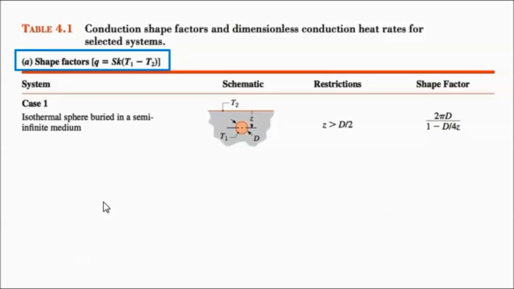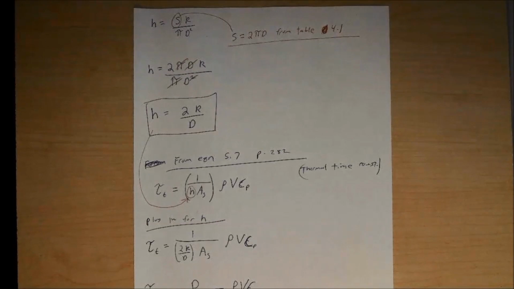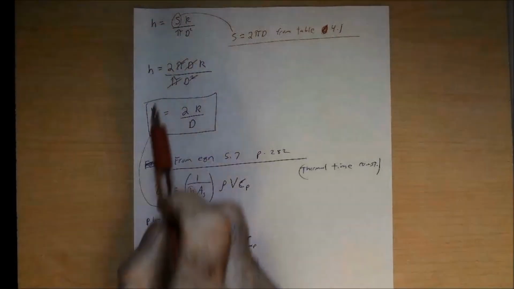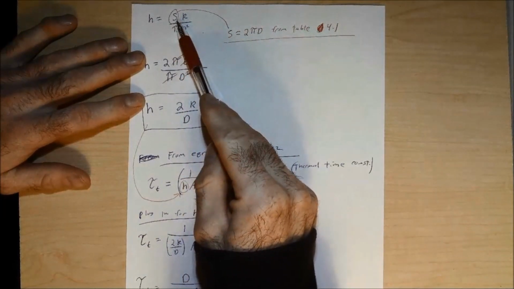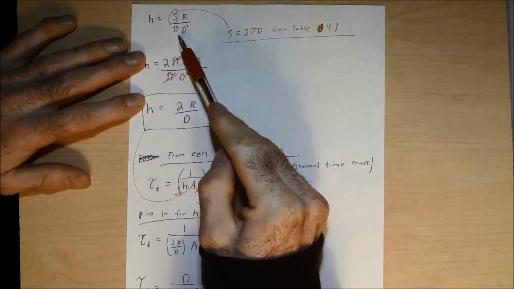So now that we have a simplified version of our shape factor equation with z approaching infinity, what we want to do is go back to the top of table 4.1 and take a look at our general equation for shape factor, where q is equal to S k times the temperature difference between T1 and T2. So now we'll take that equation and plug back in. So from this newfound relationship for our h value here, we do see that we have this S, or our shape factor, that needs to go into the numerator of this relationship.